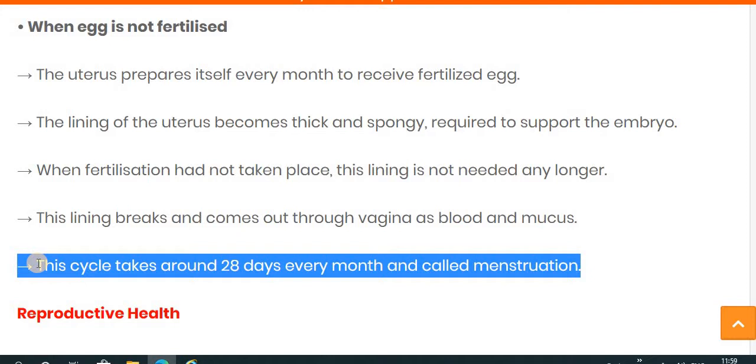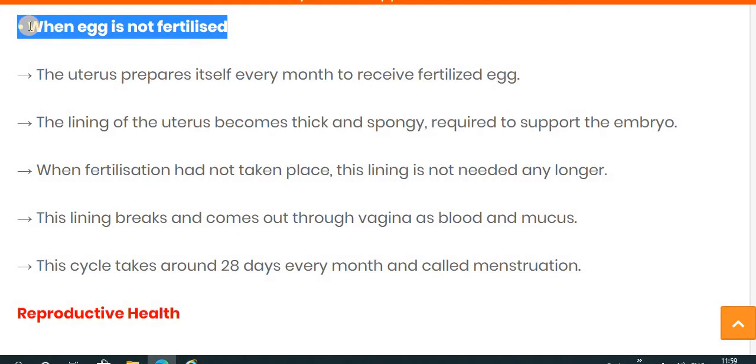So what is the definition of menstruation? Menstruation is the cycle which takes place around every 28 days each month. In that, the lining of the uterus breaks and comes out through the vagina in the form of blood and mucus. This is called menstruation. Let's revise.